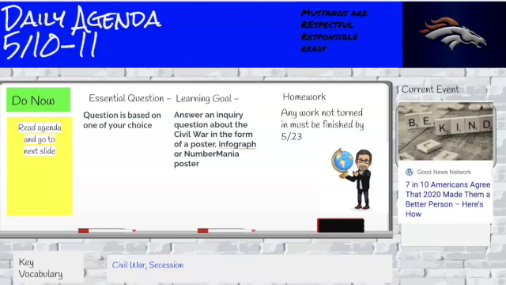So you can see I have a do now, I have an essential question. This one is near the end of the school year, so it's based upon choices and a learning goal. And I tried to give them some type of current events. We didn't have a lot of time to discuss current events at all.